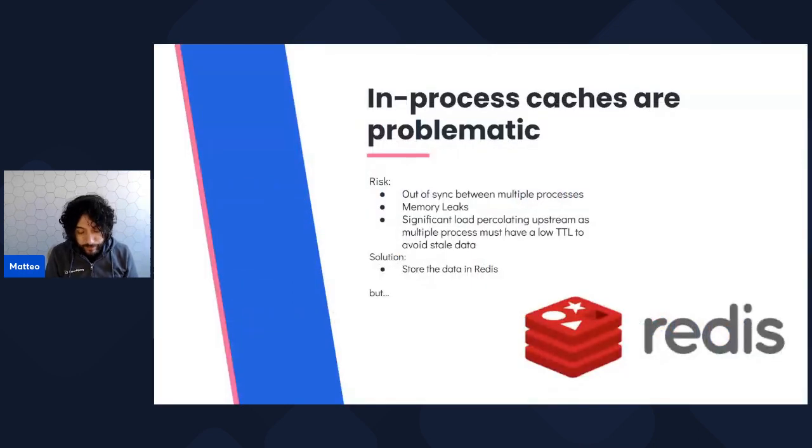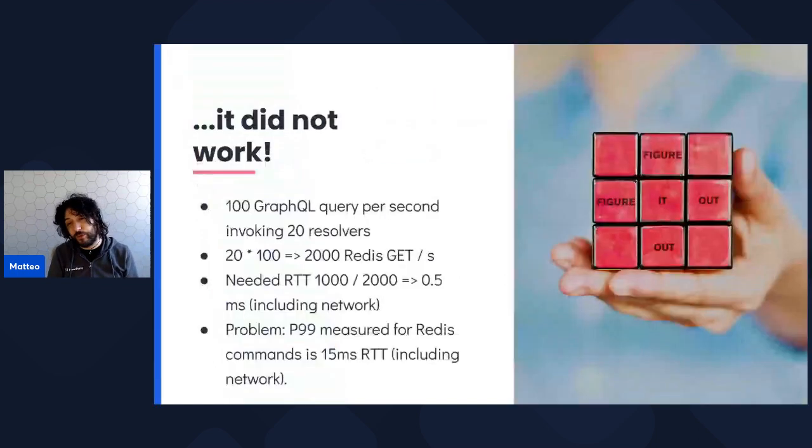Okay. However, all of this was caching data in process, right? But doing that does not really work because it gets out of sync between multiple processes. So we can't have higher TTLs, time to live. And it's very easy to run into memory leaks. So, well, what is the solution of everybody? Just use Redis, right? Everybody just said, just throw Redis at it. Turns out it did not work. Why did it not work?